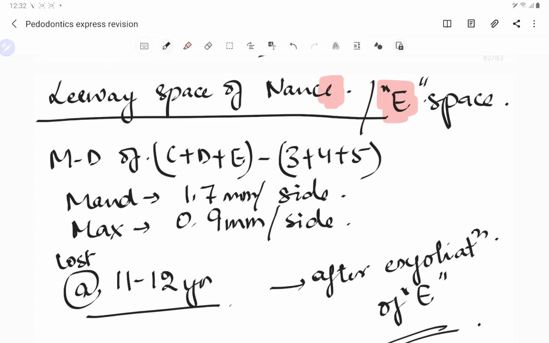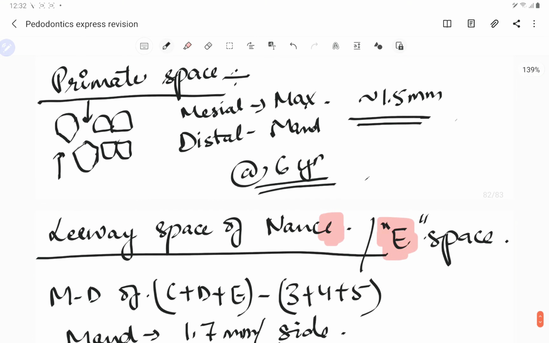Now guys, if there is early loss of primary teeth, then the space is occupied. There is no more space for the permanent teeth to erupt. There is crowding and delayed eruption of the permanent teeth. So that is why we need to restore this space, and manage and hold the leeway space before the primary teeth are lost.